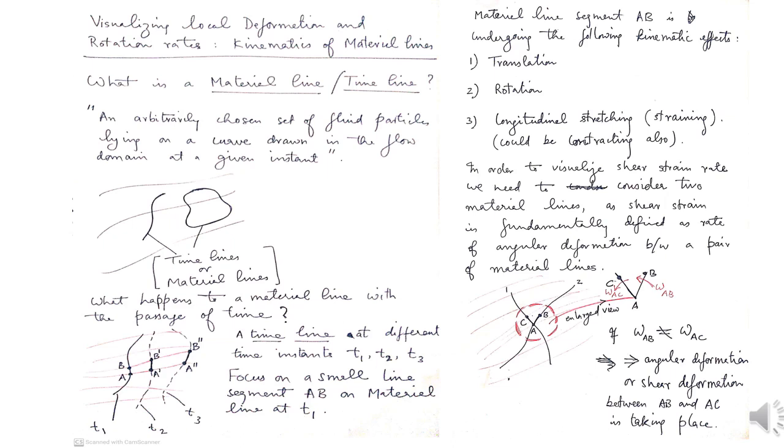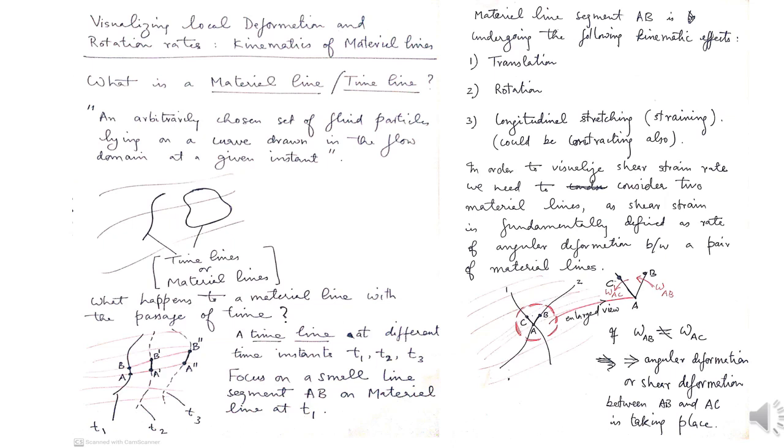You have already heard these terms, streamlines, path lines, streak lines. So this may be a new term, but let me tell you, it's actually much simpler than the other ones. So to put it simply, I've written here in quotes, an arbitrarily chosen set of fluid particles lying on a curve drawn in the flow domain at a given instant.